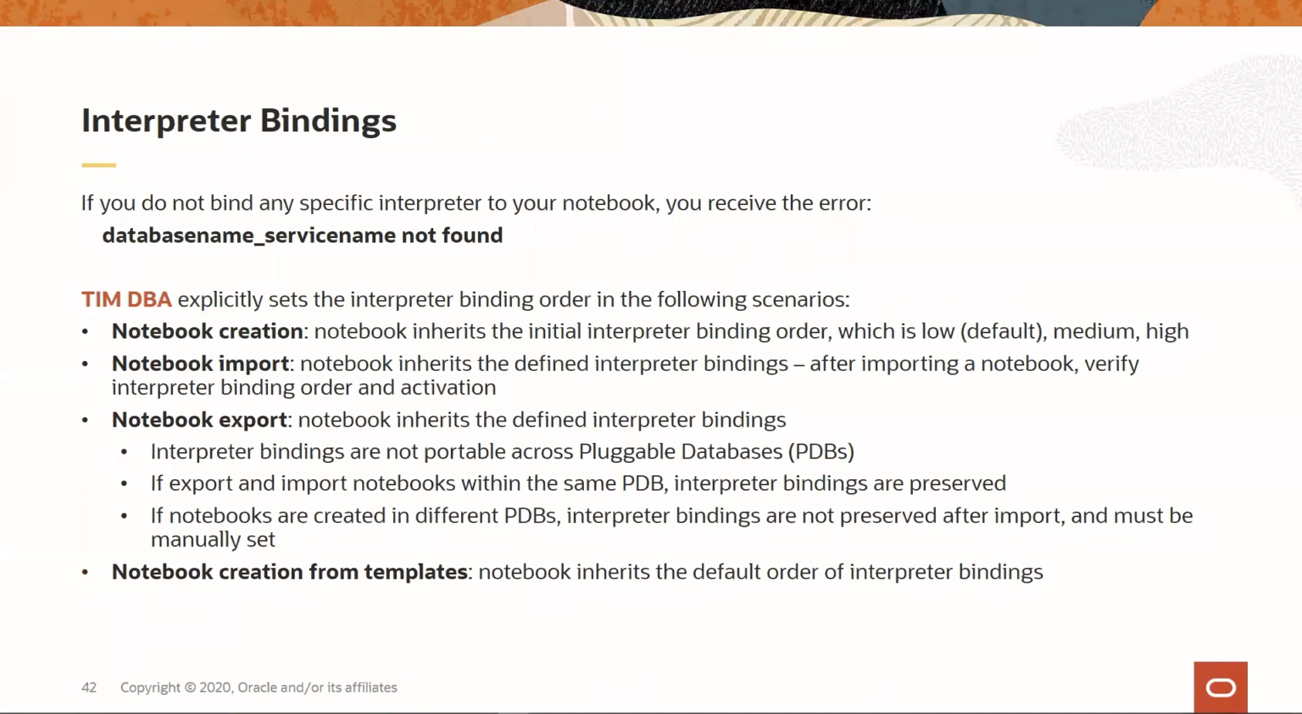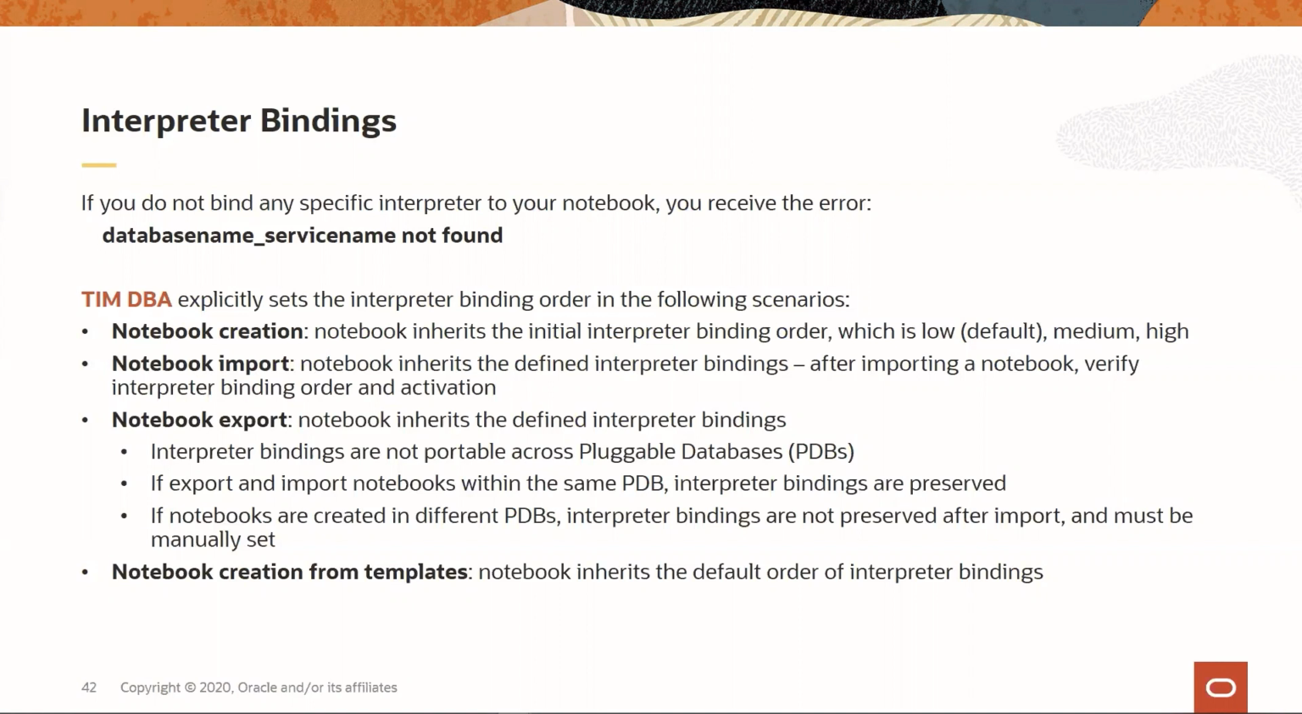Now, if you don't have any specific interpreter that's set up for your binding, you'll get most likely the database name, service name not found. And that should be a clue that you should go in and set your bindings on the various paragraphs. Now, when you create a new notebook, you'll want to check to see what those bindings are. Normally, it will inherit the initial interpreter binding order, low, medium, and high.